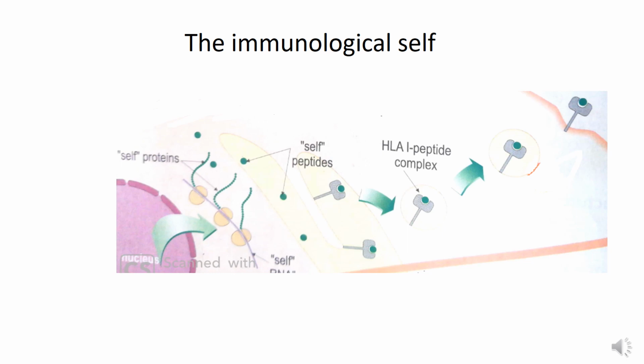This figure will help you to better understand what the immunological self is. Normally, in every cell, samples of self-proteins are produced by the cell, by transcription and translation. These self-proteins are fragmented into self-peptides. And as you see here, these self-peptides bind to the HLA class 1, and together they form the HLA class 1 peptide complex. This complex will be displayed on the surface of the cell and thus forms the immunological self. So this immunological self will be well tolerated by the immune system.